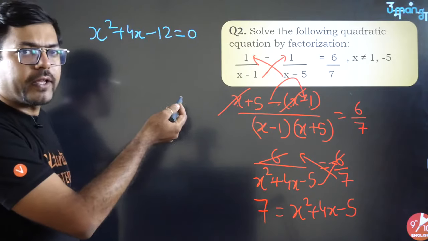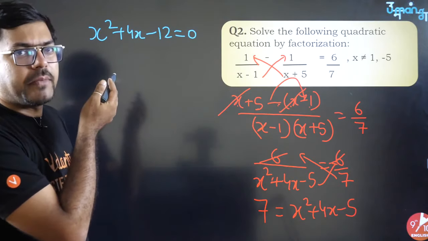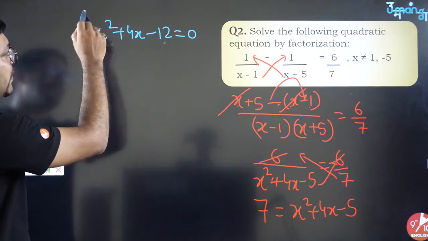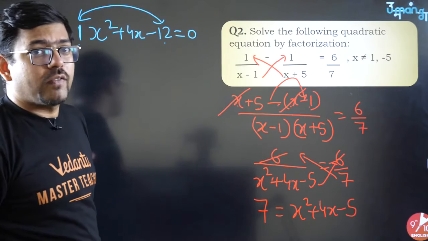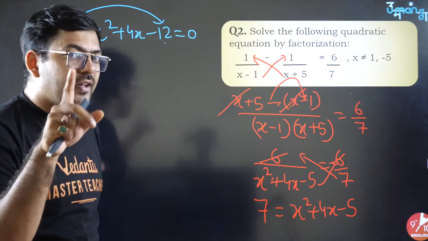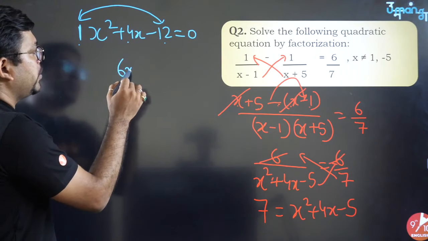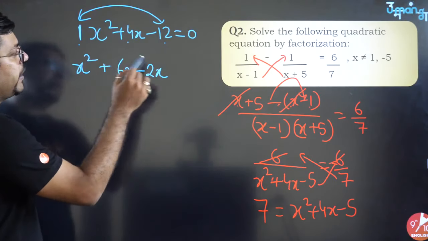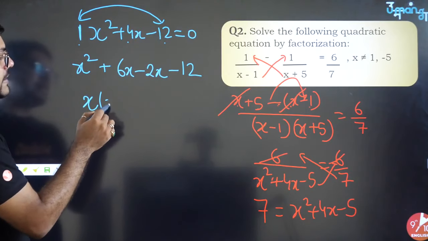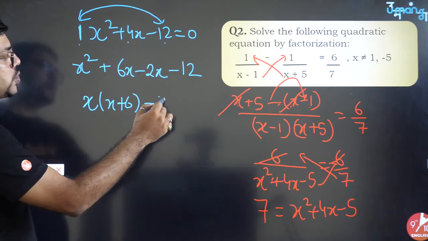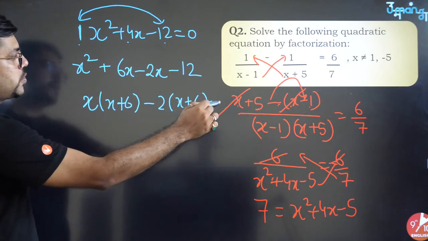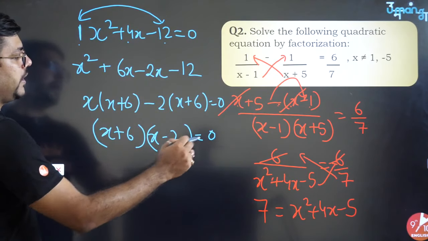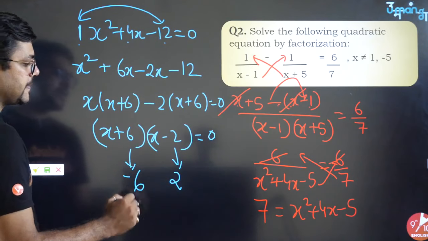Now you have to do the middle term splitting. The coefficient of x square is 1, so 1 into 12 will give you 12, and 12 can be broken into two parts, that is 6 into 2, and 6 and 2 can give you 4. How? You can write 6x minus 2x. Here you got x square and here you got minus 12. Taking the common, you will get x plus 6, and then minus 2, you can write x plus 6 equals to 0. Taking x plus 6 common, you got x minus 2 equals to 0, and hence the 0 is nothing but 2 and minus 6.